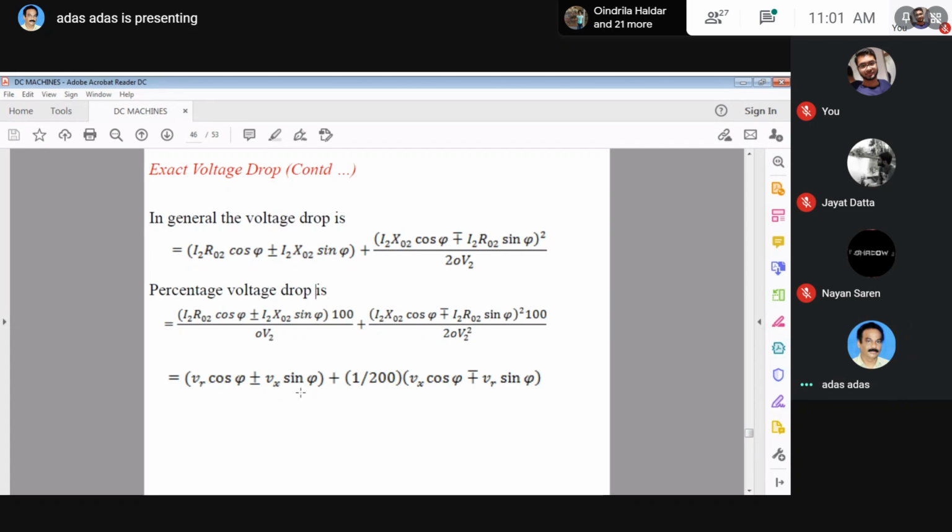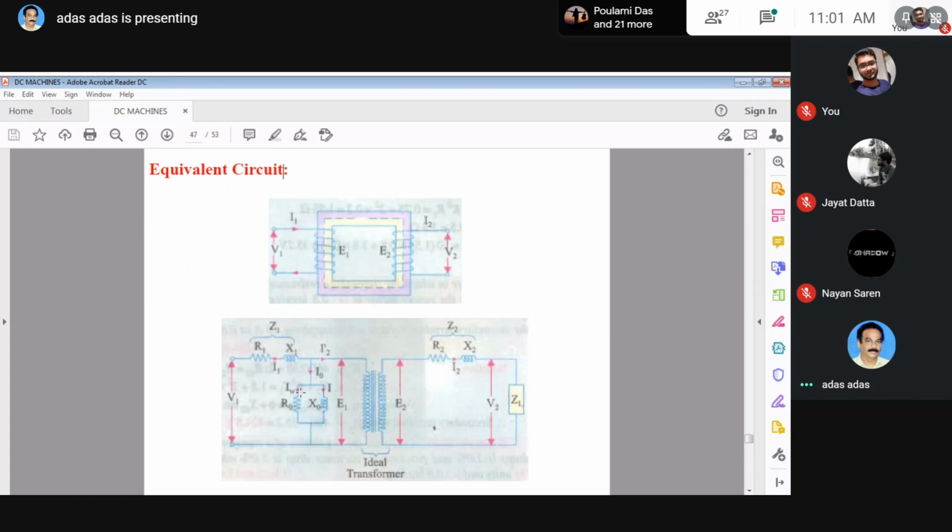We have discussed this. Now go to the next slide. Equivalent circuit. The first figure is for the transformer. Obviously, it is an ideal transformer. If you connect resistance and reactance in the primary and secondary side, it will give you the practical transformer. The two coils are there only. If you connect the resistance and reactance, it will give you the practical transformer.